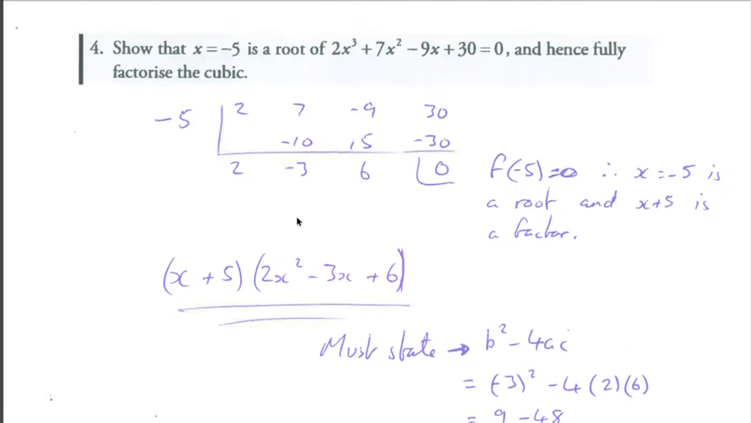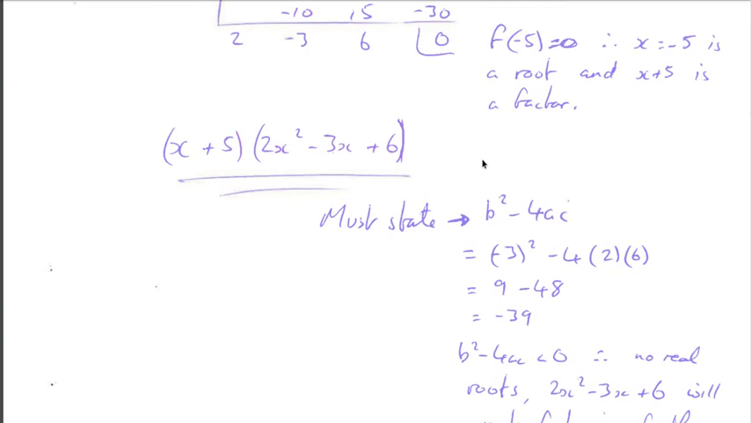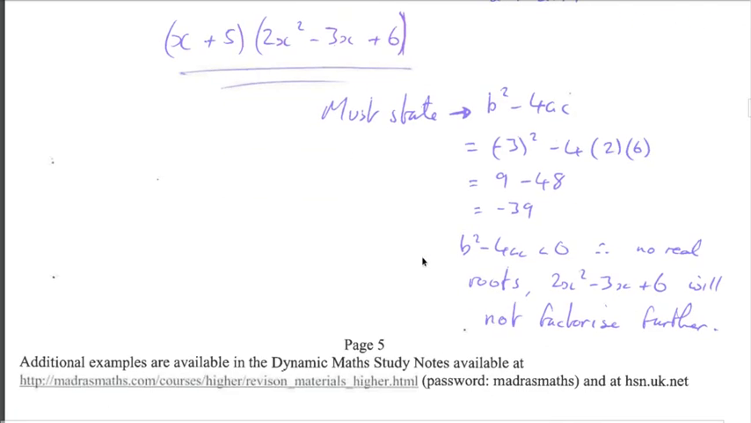Okay, so the majority of the time you will get something here that you can factorize further. However, sometimes you get something that won't, and if that is the case, you must show that it will not factorize further, and that is the way to show that.